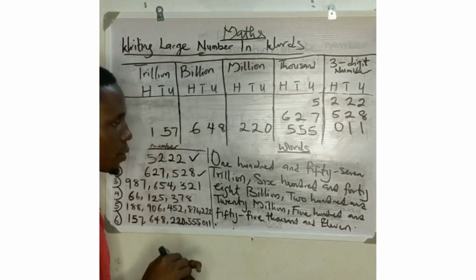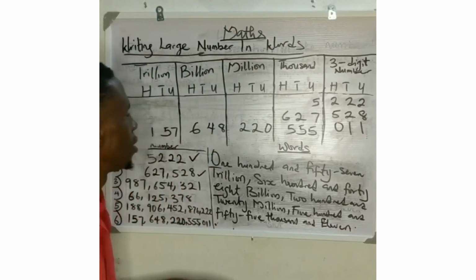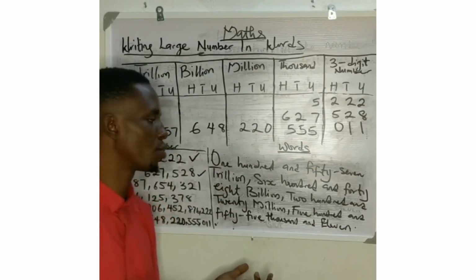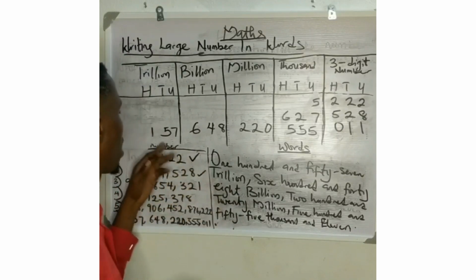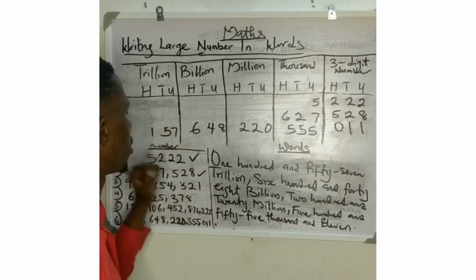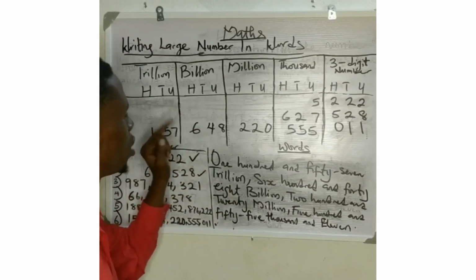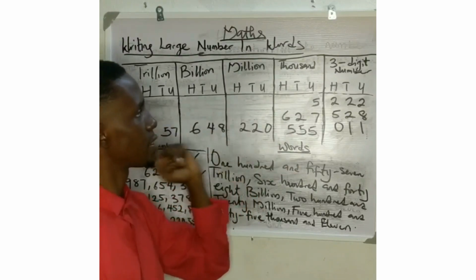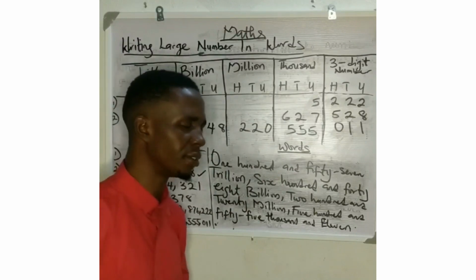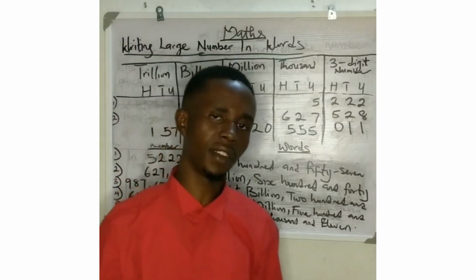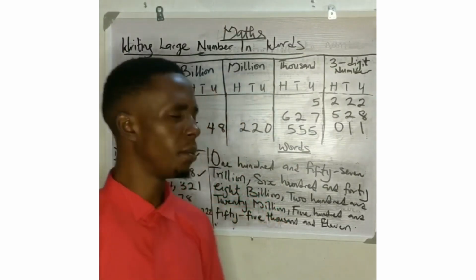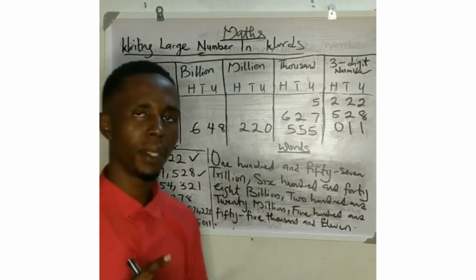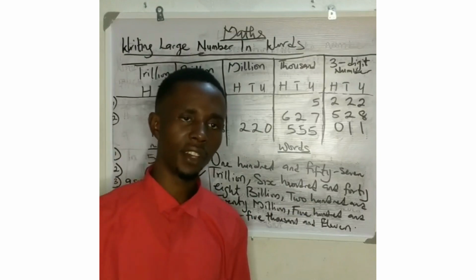And that's that. You see what I'm talking about? The number is very complex, but with this chart, you discover that it's very, very easy for you to write. As you see on the board, we have 157 trillion, 648 billion, 220 million, 555,000 and 11. Now kids, you see that this is very easy to write. That's why I told you, immediately you understand the chart, writing in words becomes very, very easy.